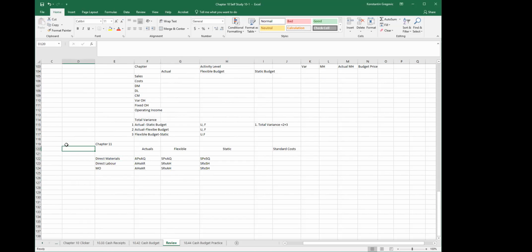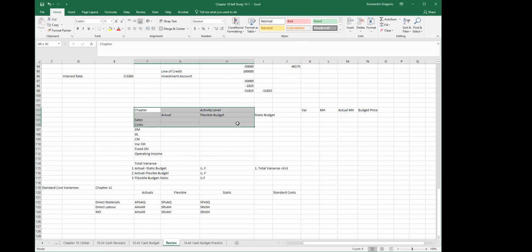So these are standard cost variances. You see how it flows from what we did in chapter 10? This is more of an overall, but now we're drilling down into direct materials, direct labor, and overhead. We're drilling down into the input costs.